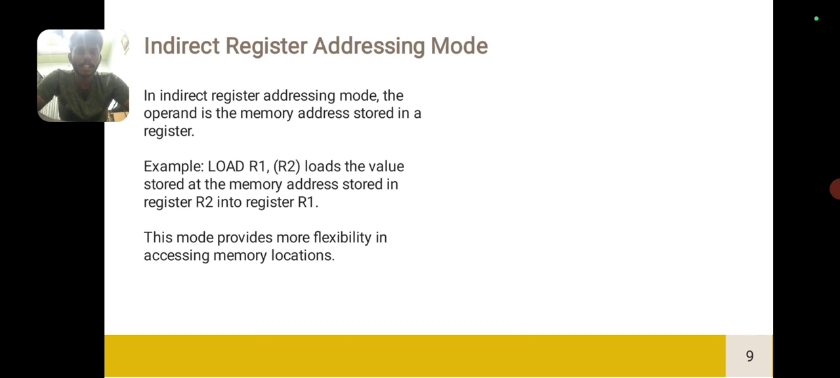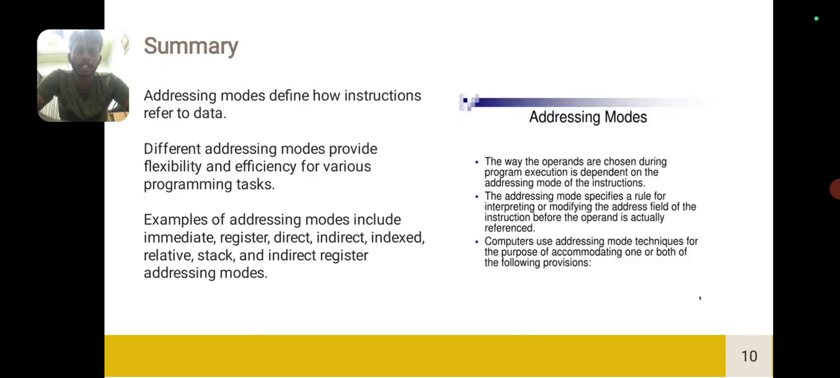Indirect register addressing mode, we already studied about this. Summary: addressing modes define how instructions refer to data. Different addressing modes provide flexibility and efficiency for various programming tasks. Examples of addressing modes include immediate, register, direct, indirect, indexed, relative, stack, and indirect register addressing modes.